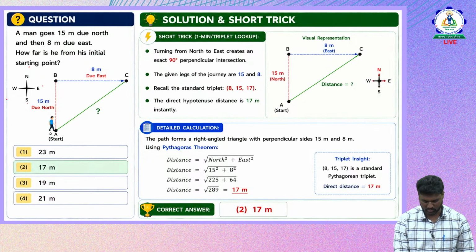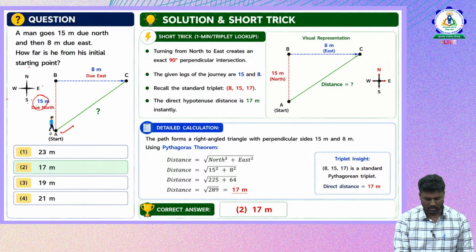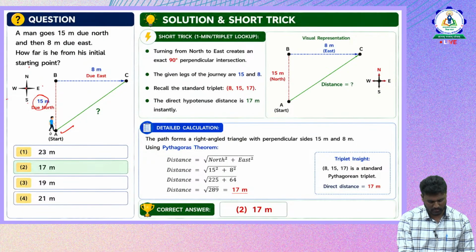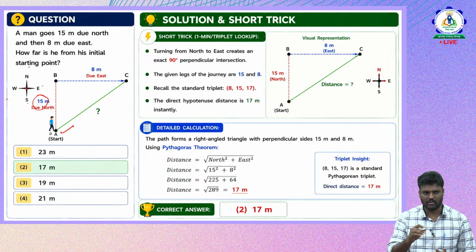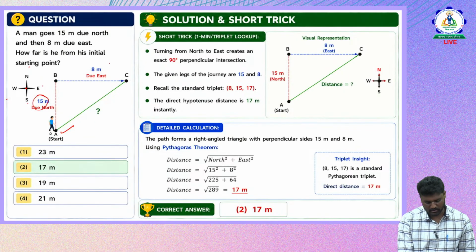Then a man goes 15 meters due north. So let us try to draw it. This is the starting point, and he walks towards north, 15 meters. Then again he walked 8 meters towards the east. From the north he took the right side. Which direction is the right side? It represents the east side. So to the right he walked 8 meters.